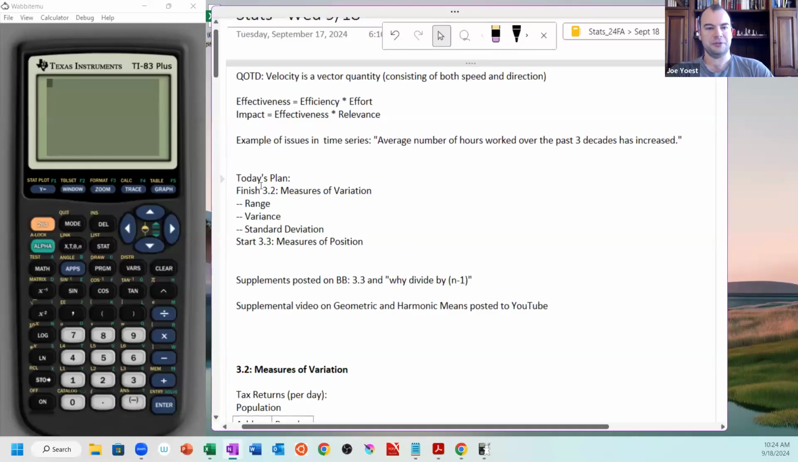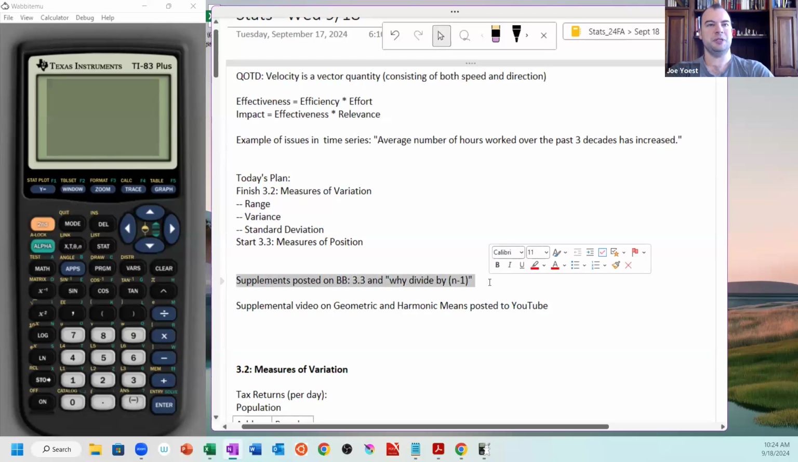All right, so the plan for today is to finish up section 3.2, and if we have time, start section 3.3 on measures of position, wrapping up chapter 3. I'm sure we won't finish 3.3 today, so we'll leave that till next time, but we might get started on it. We should at least finish up 3.2 today.